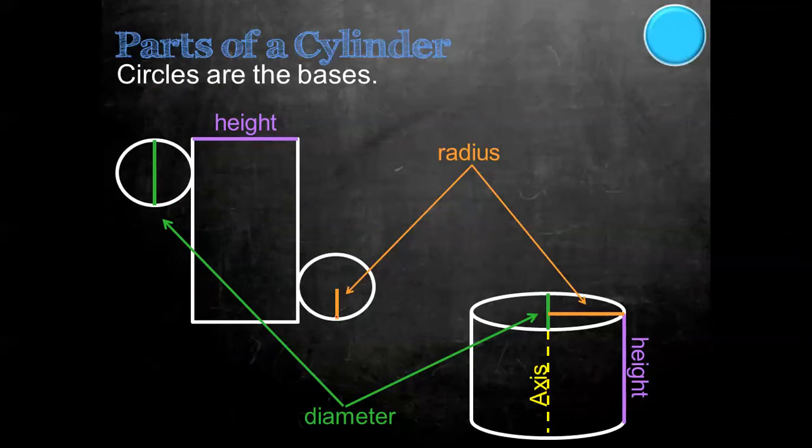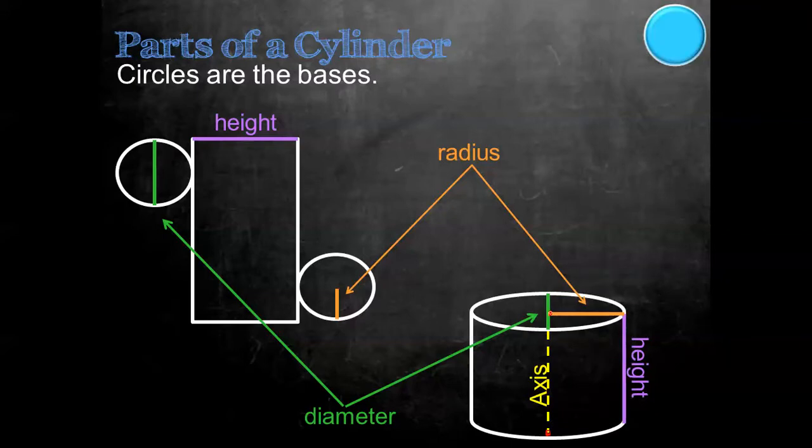For the radius, we know radius and diameter. Radius is half the distance across the circle. Diameter is all the way across the circle through the middle point. The axis of your cylinder is what connects the middle of the two bases.